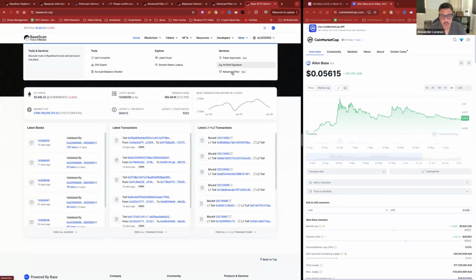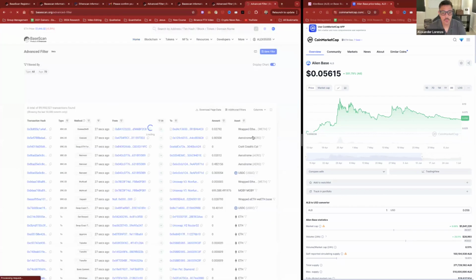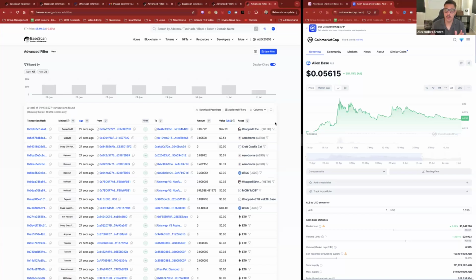BaseScan allows you to do something called advanced filters. So this is way too important. Today is going to be an interactive one. If you got a computer, pull open BaseScan, Etherscan. Way too important. We have narrative analysis that we've been diving into, and I believe this is true liquidity analysis. This allows us to do this.